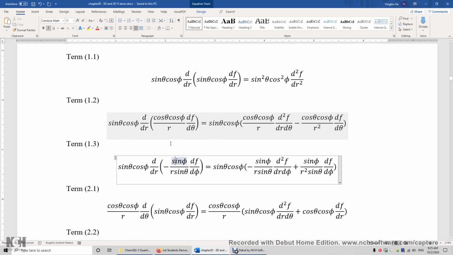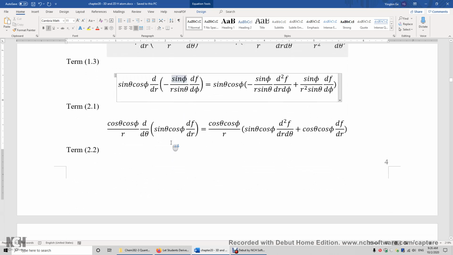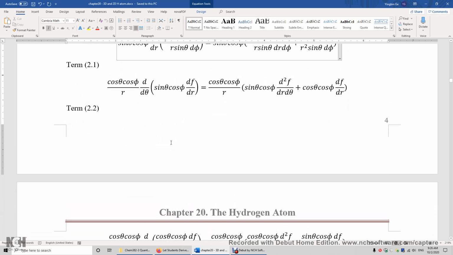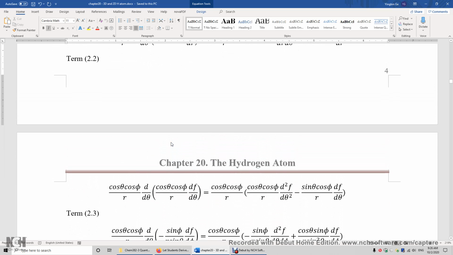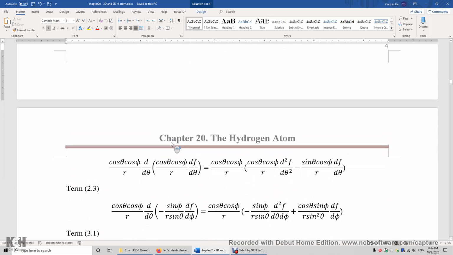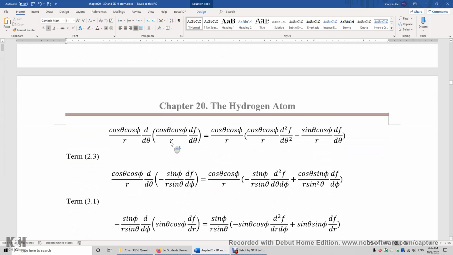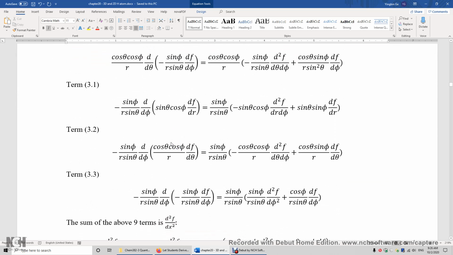So you can pause here and try to derive 1.1, 1.2, 1.3 yourself. And then you can pause here and derive 2.1, and then 2.2, 2.3 if you want to. Now you may pause here. You can derive 3.1, 3.2, 3.3.